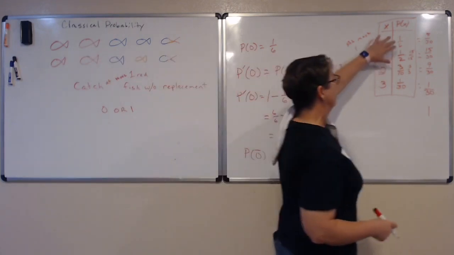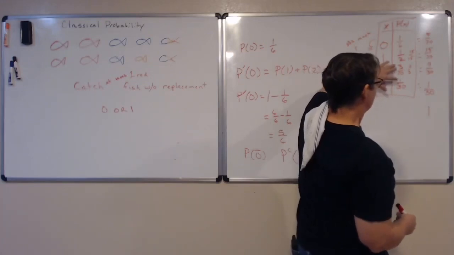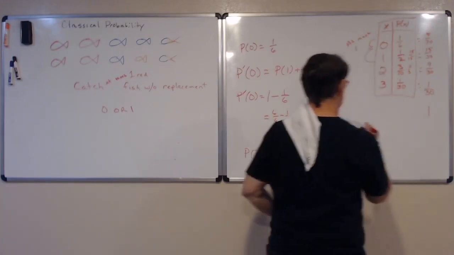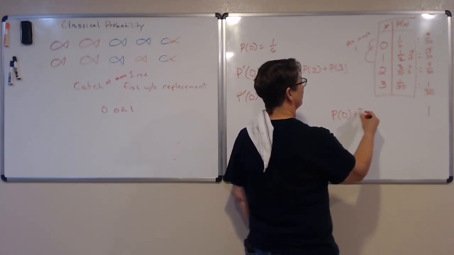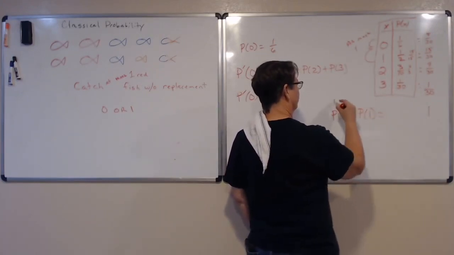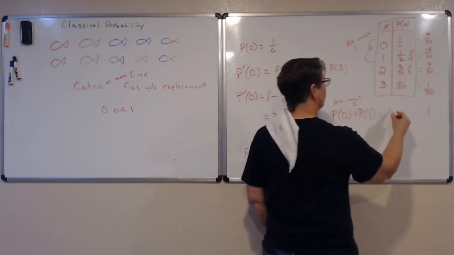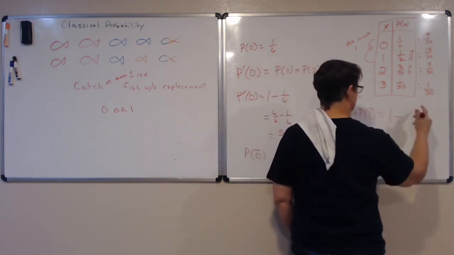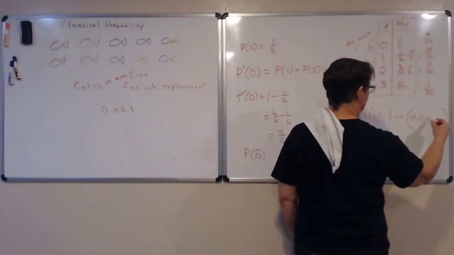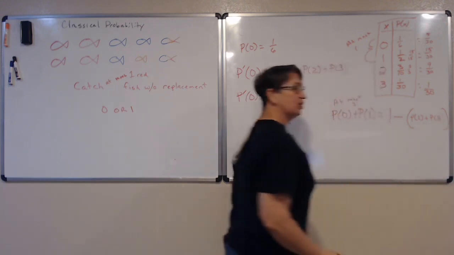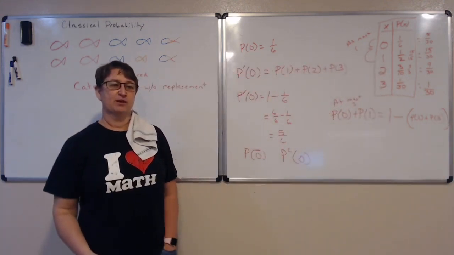You could either add this one plus this one to get at most 1, or you could add this one plus this one and subtract it. So they're both the same. To find the probability of 0 plus the probability of 1, this is at most 1. Or we could do 1 minus the probability of 2 plus the probability of 3. And they should end up to be the same thing. Either way, they end up to be the same thing.